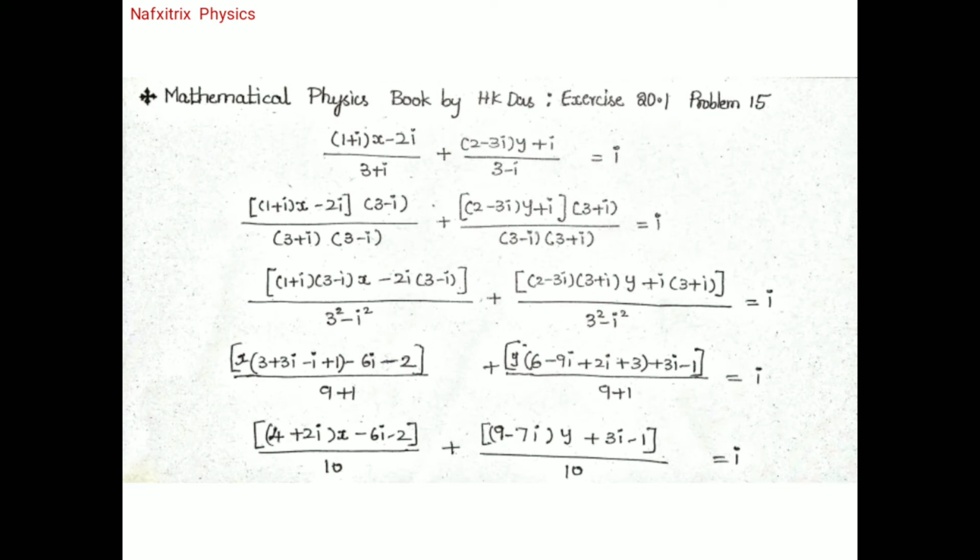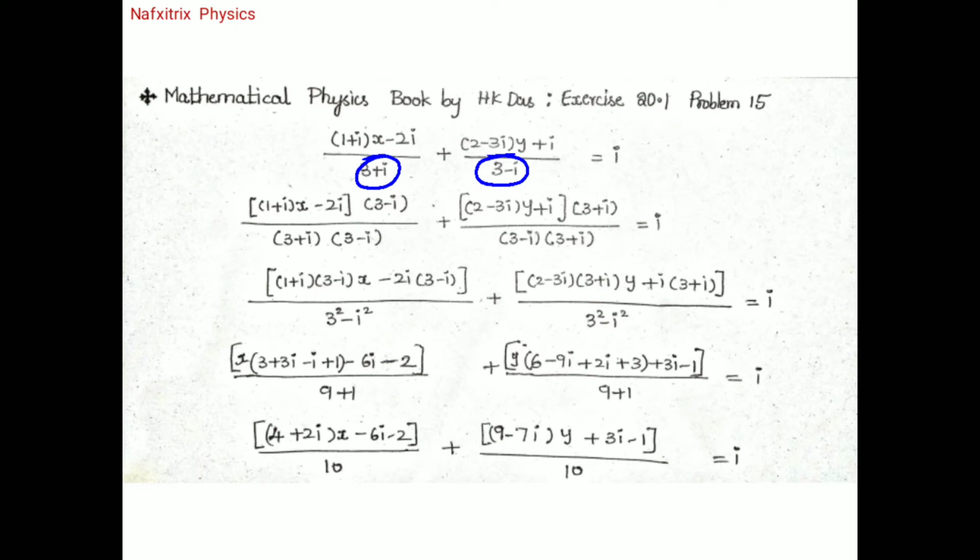So this was the question given. So this is the question. Now we need to just simplify. So first of all, what we need to do is just remove this three plus i and three minus i. That means first of all, we need to remove i in the denominator. So for that we need to just do rationalization.